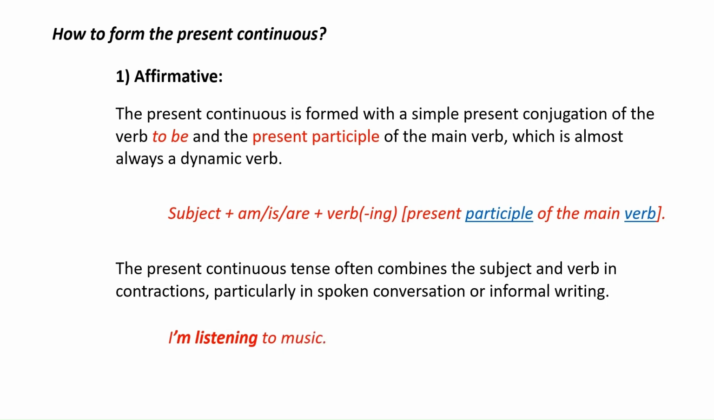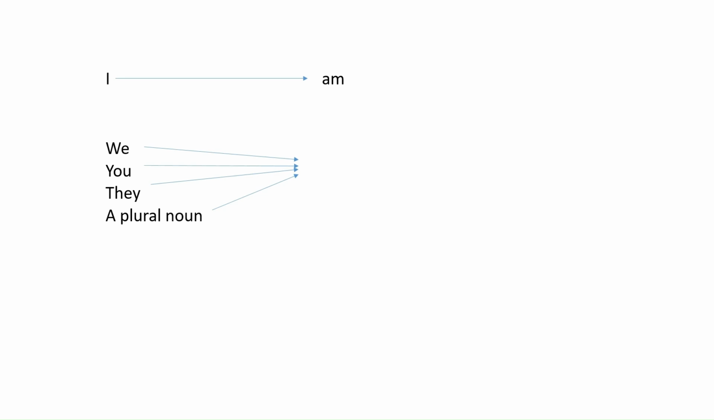In sentences using the present continuous tense, the subject and the verb are often combined in a contraction, specifically in spoken conversation or informal writing. For example, I'm listening to music. They're playing football. She's washing the dishes. You should know by now that we use am with the subjective pronoun I, are with the pronouns we, you, they, and with plural nouns, and is with he, she, it, and singular nouns.